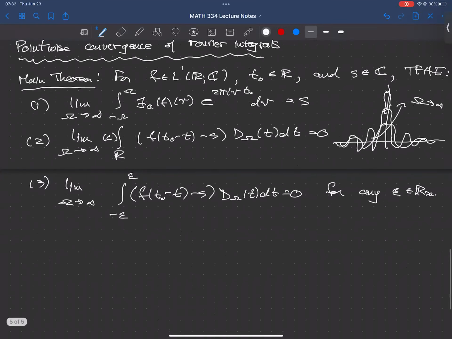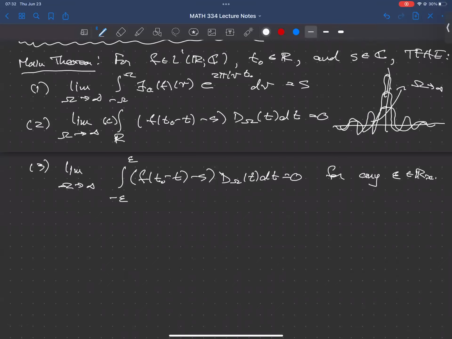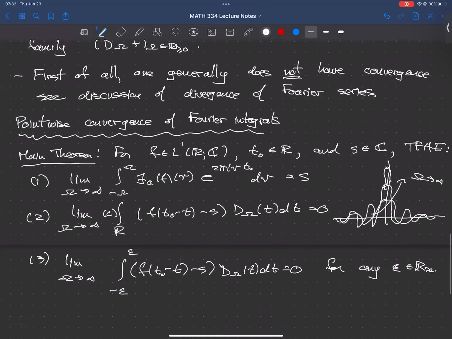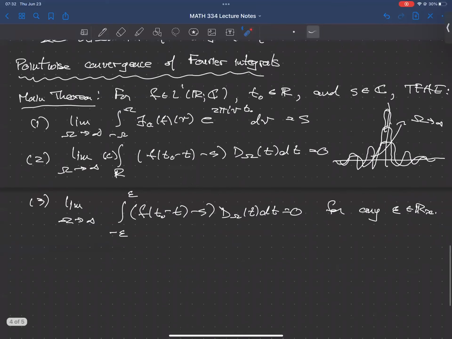I've already indicated how the proof goes here. First you point out that the conditional integral of the Dirichlet kernel is equal to 1, and so you pull this inside the integral. That gets the equivalence of 1 and 2, and then the equivalence of 2 and 3 follows from the Riemann-Lebesgue lemma, just like it did for Fourier series. Good.